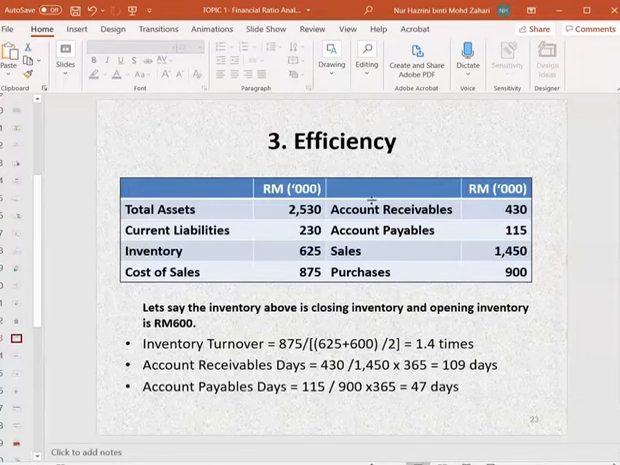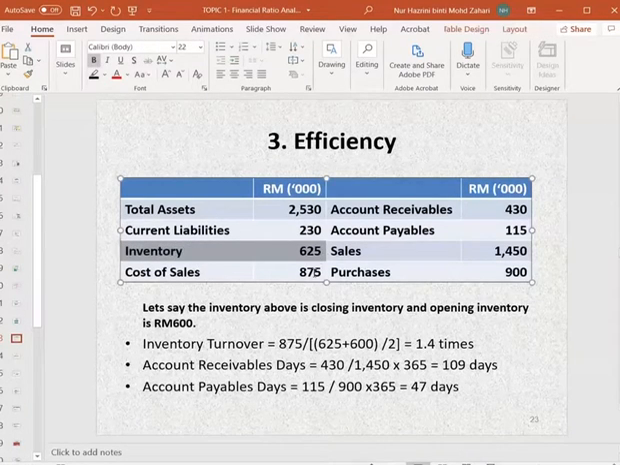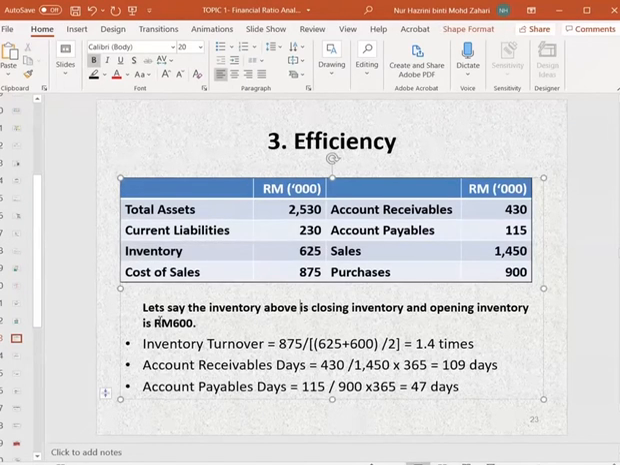Okay, so let's look at how to calculate this one. First, for the inventory turnover, we have inventory in our example 625. So let's say the inventory above is closing and opening inventory is 600. So you have to have closing plus opening divided by 2 to get the average inventory. So we take 875, the cost of sales, divide by average inventory, so we get 1.4 times.